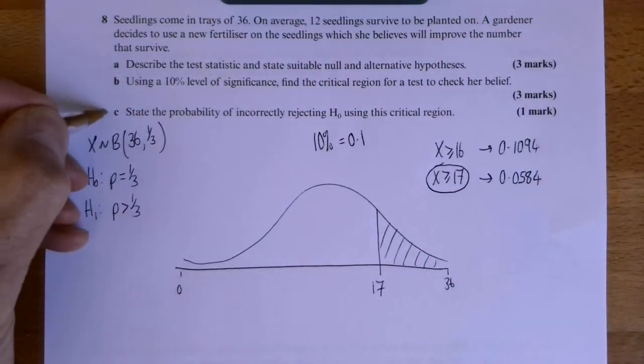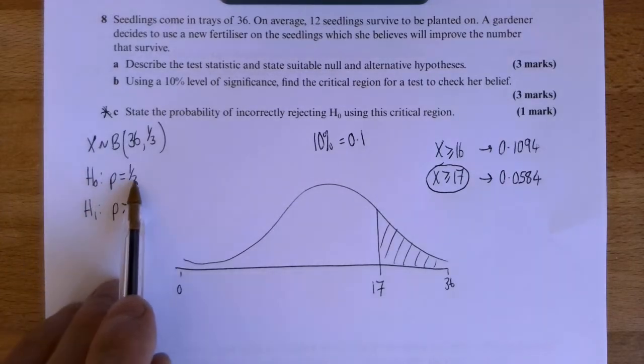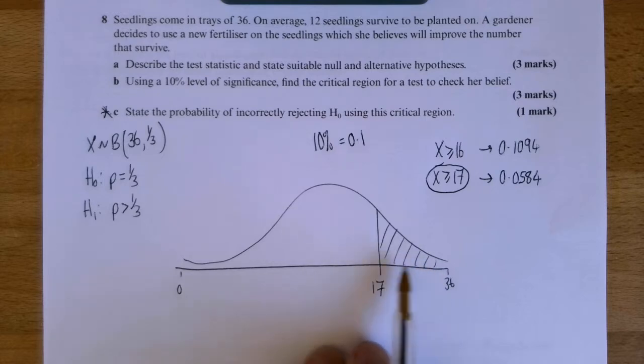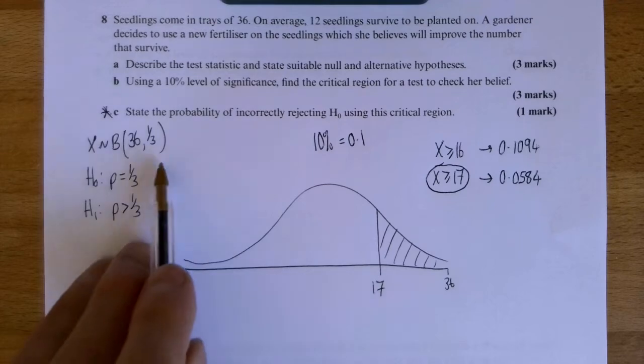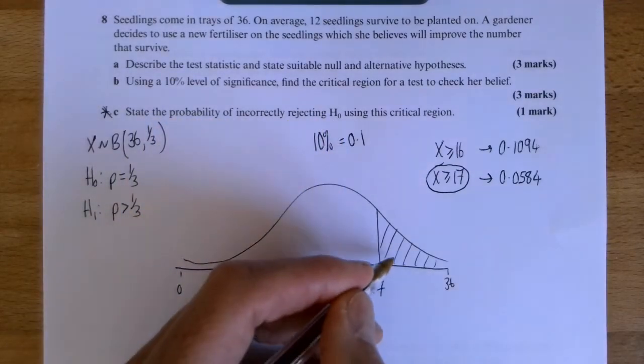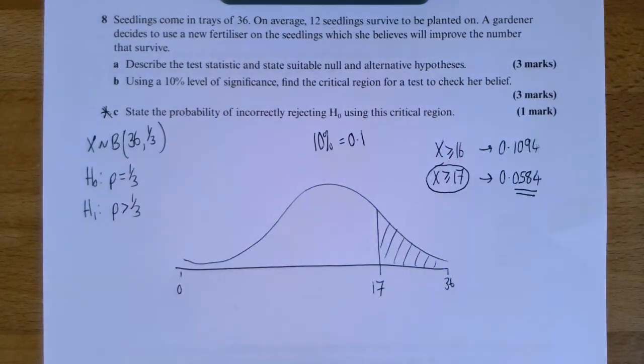So it then had this part C, state the probability of incorrectly rejecting H0. So we are saying that we're going to reject the null hypothesis if we get a value of 17 or more. But the fact of the matter is that unlikely things do happen, and it is possible that you can get a value in here and the probability still be 1/3. So the probability of incorrectly rejecting H0 is this probability here, that answer there. And it was very similar to the previous question that we did in the video where it said what's the actual significance level.